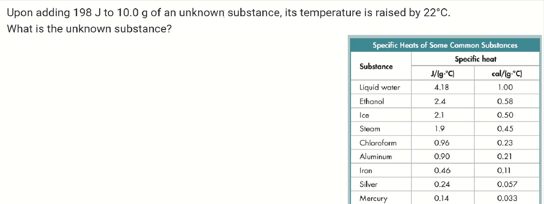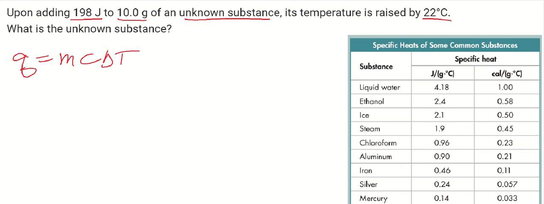We are adding some amount of energy to some mass of an unknown substance, and we note a change in temperature. What is this unknown substance? We're given this reference sheet, so we're going to use Q is equal to mc delta T, and we're given everything but specific heat. So let's rearrange this to solve for specific heat. Divide through by mass and change in temperature, and you get Q over m delta T. You just plug these numbers in.